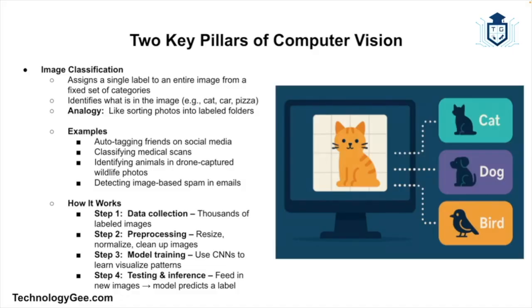So here are some real world examples of how image classification is being used. You could find it being used in Instagram and Facebook, where it automatically tags your friends.